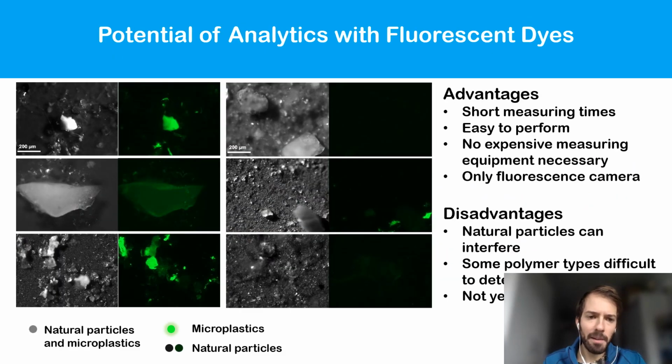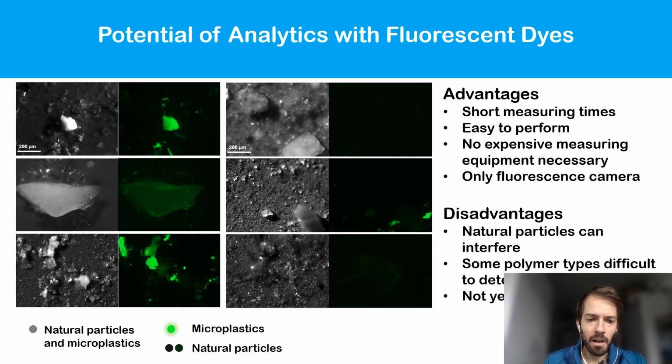So we see a really high potential for the application of fluorescent dyes for microplastic analytics. The idea behind this is that you take a fluorescent dye, mainly used is Nile red, and stain a sample which is containing natural particles and microplastics. The fluorescent dye mainly stains the microplastics, while natural particles show no fluorescent signal at all or only a really weak one, and therefore you can distinguish between natural particles which don't glow and microplastics which glow really bright.